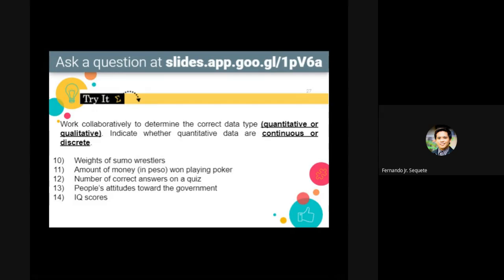IQ scores. Quantitative. We already know it is quantitative, but the question is, is it continuous or discrete? How do we identify IQ scores, by the way? Continuous, sir. Because our IQ scores are actually computed, no?